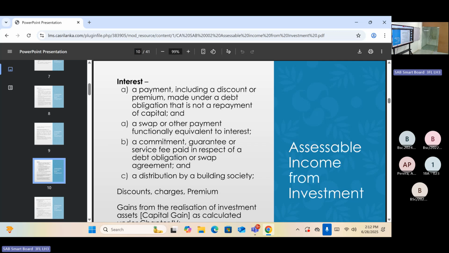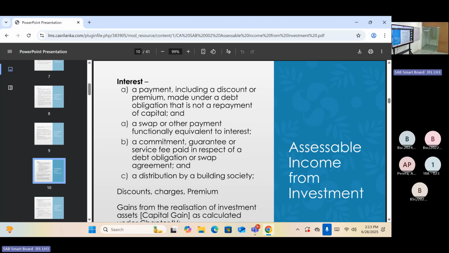So arrangements, either fees, features, options, that type of thing, say a forward arrangement. If somebody is getting an amount as a fee payment, that also comes under interest. Commitment, guarantee, or service fee paid in respect of a debt obligation or agreement. A guarantee or service fee also comes under the tax definition of interest.